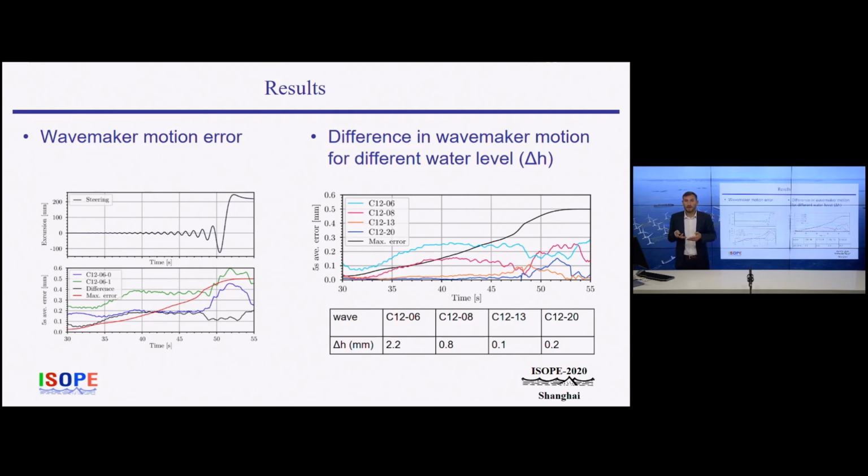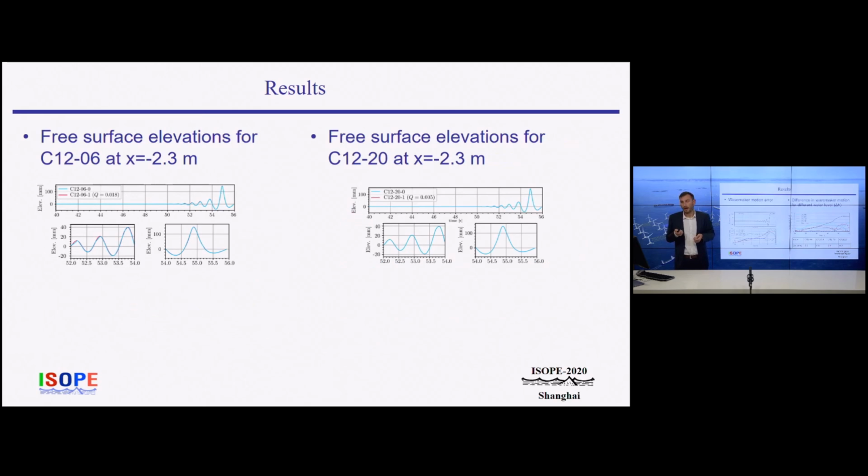From this test, it can be concluded that the variability of the global flow is mainly the consequence of the water depth difference. Considering the water depth difference between the experiments of delta H of 0.8 millimeters, it is expected that the similarity parameter Q is larger than Qmax, based on the maximum water depth difference determined theoretically, which I showed on the previous slide. The surface elevations at 2.3 meters for these two experiments, C1206 and C1220, are given in the figures.